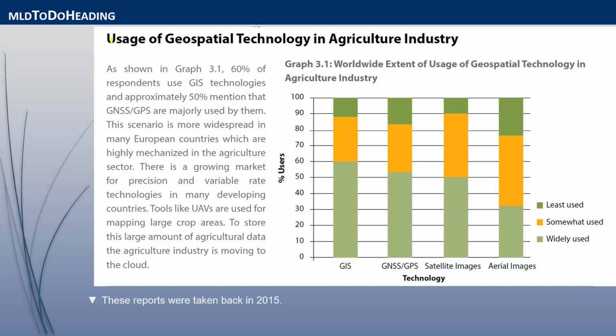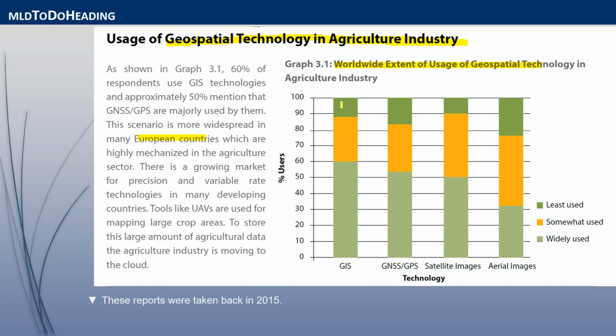And this chart over here represents the use of geospatial technology in the agricultural industry, and this worldwide data is collected for some regions of European countries, and here we can see which technology is used.